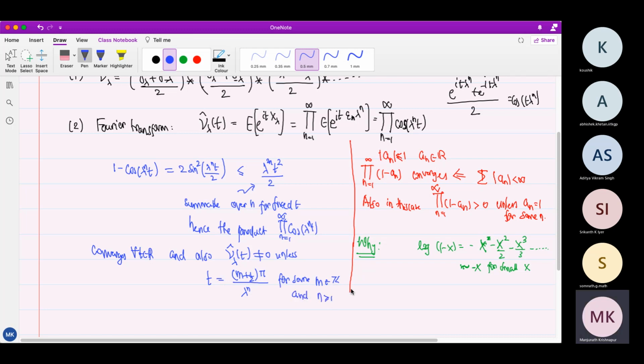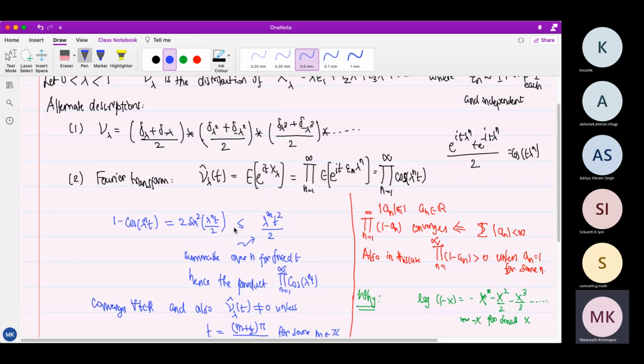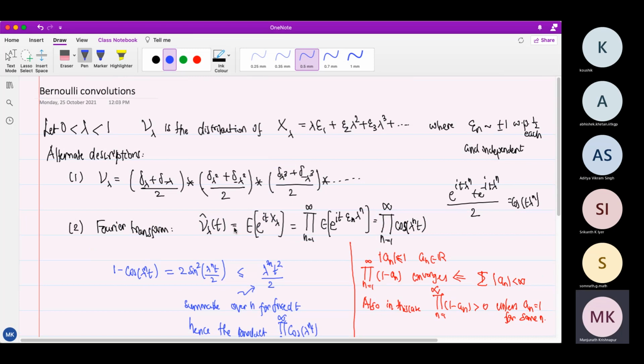You know, the product is only from n equals 1 onwards. So n is from 1 onwards, m is any integer. So these are the only places where it can vanish. Other places it doesn't vanish. It's a point that will come in handy later. So this is the definition of Bernoulli convolution. Any questions? Anything not clear?